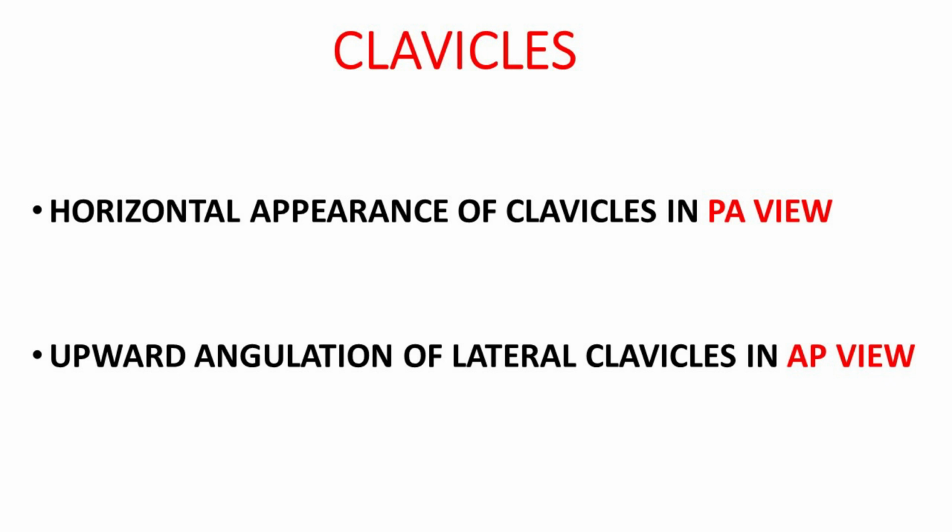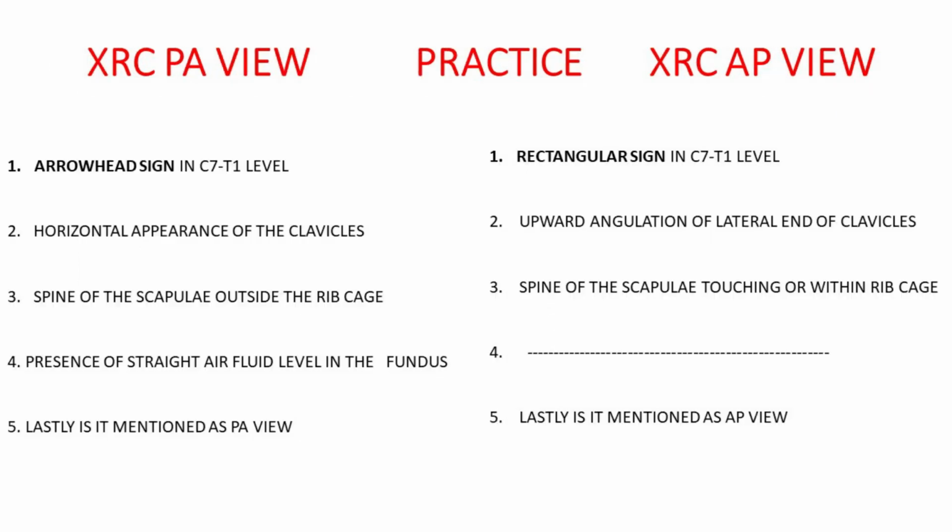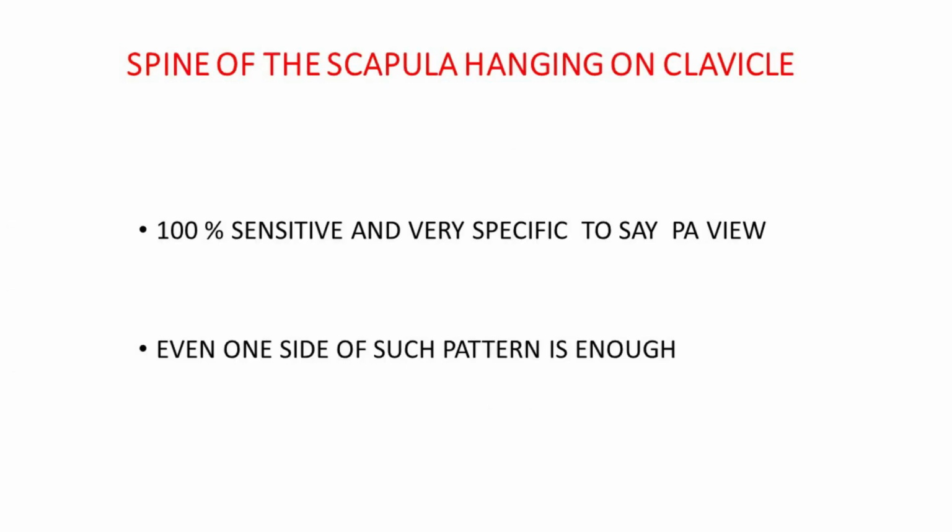The appearance of C7T1 and the clavicular configuration might sometimes be confusing due to wrong postures of the patients or rotation of the X-ray beam, especially in the ICU setting, or if the patient has some bony deformity. The sign at C7T1 is more sensitive and specific than the clavicular configuration. But what I am going to talk about is very sensitive and more specific in our practice. This sign is called the spine of the scapula hanging on the clavicles. The sign sounds long but is very simple and practically useful.